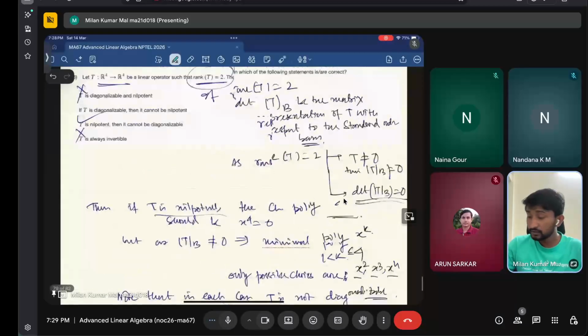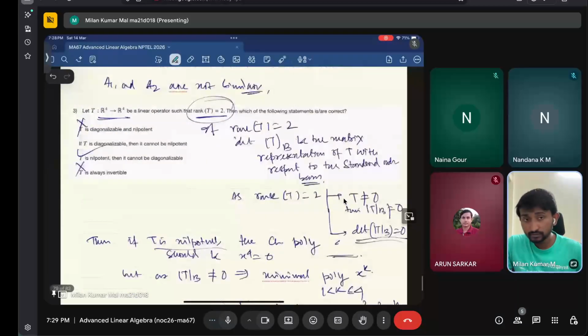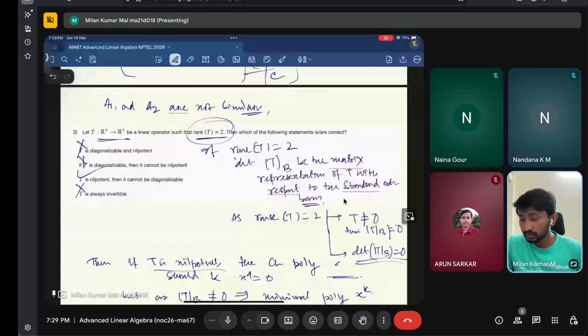Is it clear? If you have any doubt, you can ask. Even if you have any very simple doubt, I'll try to explain those things.